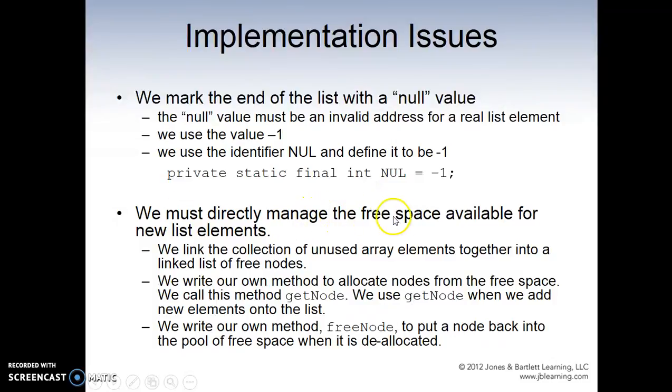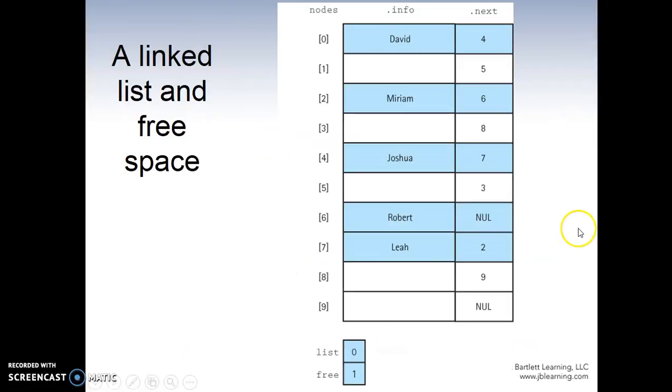We must directly manage the free space available for new list elements. We link the collection of unused array elements together into a linked list of free nodes. We write our own method to allocate nodes from the free space. We call this method getNode, and we use getNode when we add new elements onto the list. We write our own method freeNode to put a node back into the pool of free space. You may see that this is an example to show that there's a space issue.